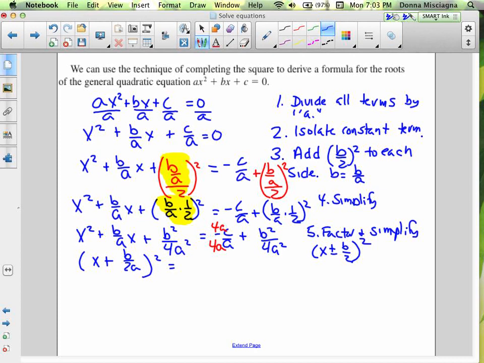All right, so let's rewrite it. Instead of negative 4ac plus b squared, let's put the b squared first. So we have b squared minus 4ac, and now we have one common denominator. We can just put that over 4a squared. Our next step is to take the square root of both sides.